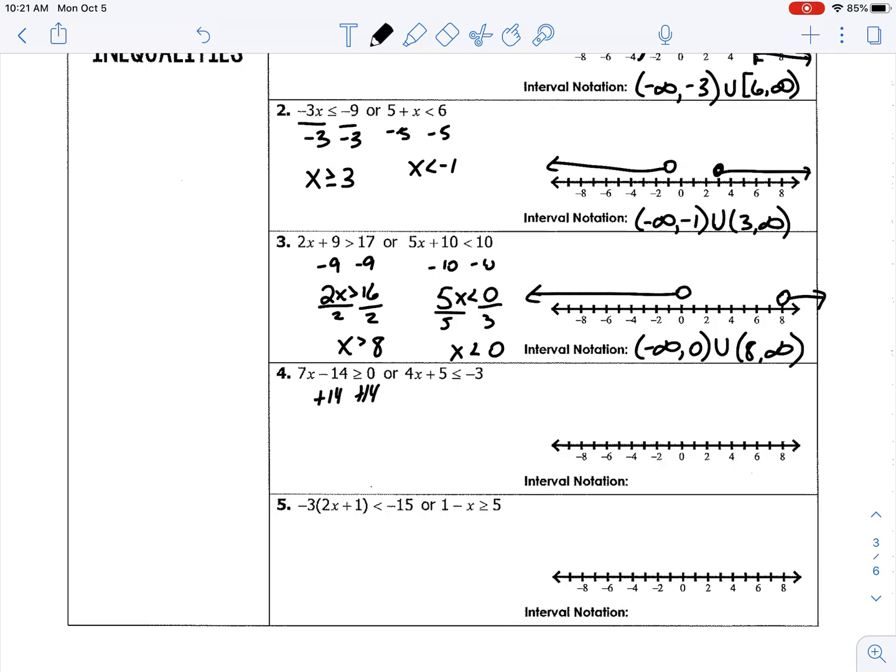We add the 14 over to get 7x is greater than or equal to 14. So when we divide the 7 out, x is greater than or equal to 2.